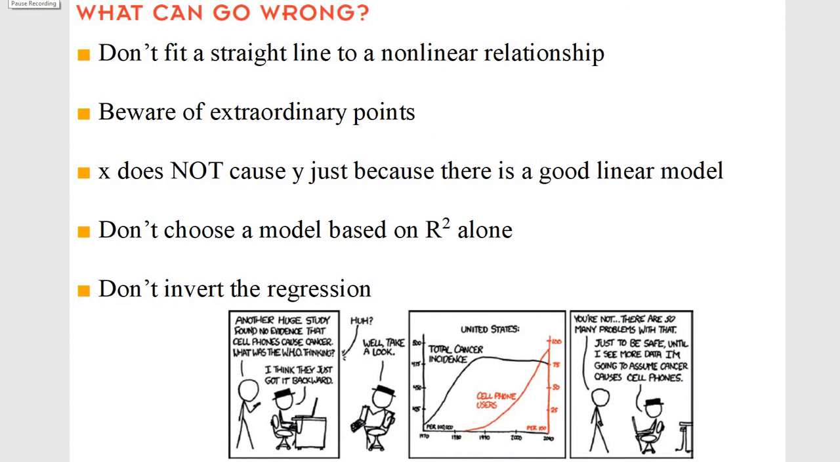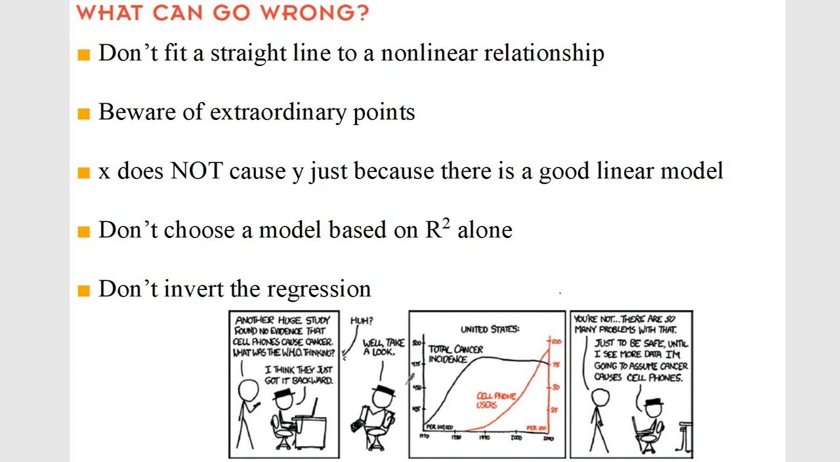All right, so some stuff that can go wrong. Don't put a straight line on a nonlinear relationship. You could have great R, great correlation, great R squared. Oh, it looks perfect, it is 99%. And it's not a linear relationship. It's useless. Means nothing. Beware of your outliers. You can't have those. They will mess you up. Also, causation. Correlation does not equal causation. X does not cause Y. Do not say that. Just because there's a good linear model does not mean it causes it. All we can say is that there is a relationship, there's a correlation there. And do not choose a model based on R squared alone. R squared is not going to help you pick the best model. Don't invert the regression.